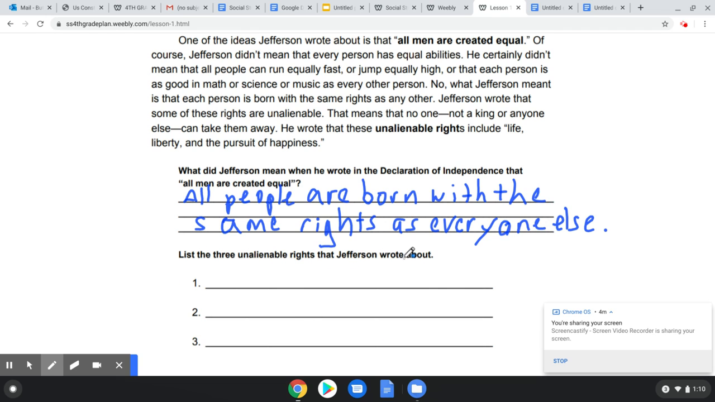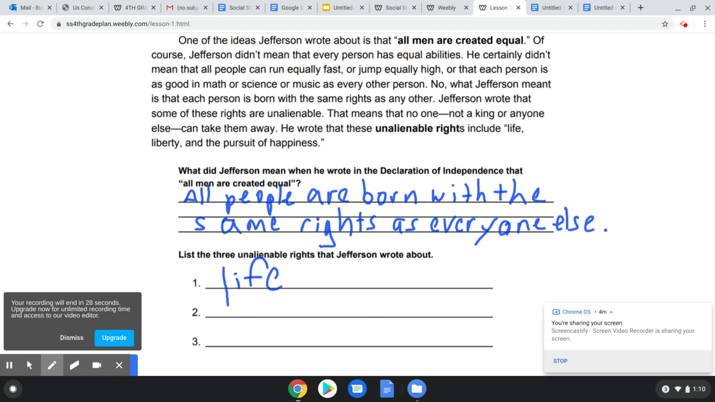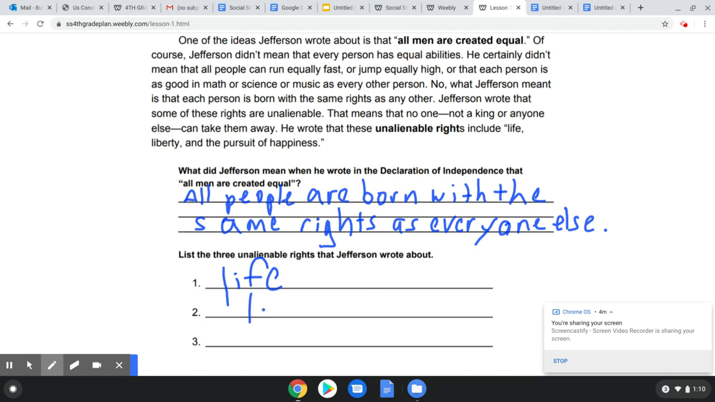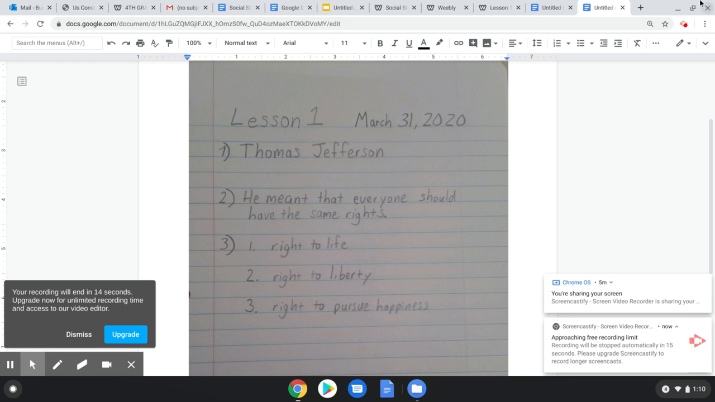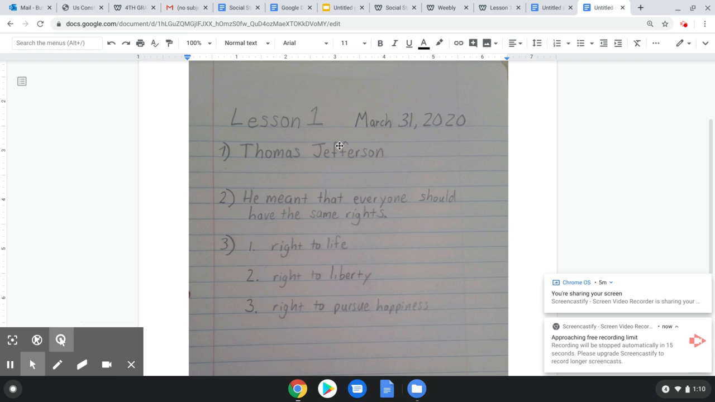List the 3 unalienable rights that Jefferson wrote about. Here they are. Life, liberty, and the pursuit of happiness. And I'll quickly show you how it might look if you wrote it on your own. On a sheet of paper, it could look like this. Thomas Jefferson meant that everyone should have the same rights: the right to life, right to liberty, and the right to pursue happiness.